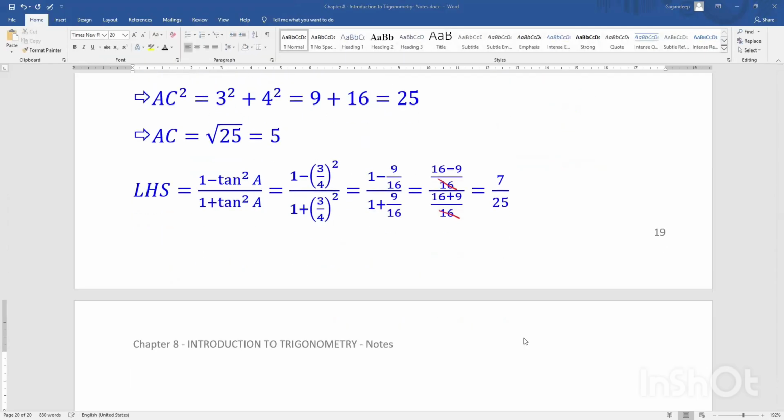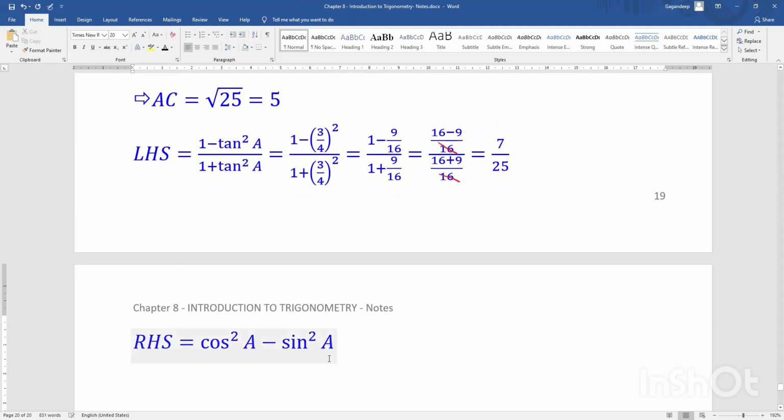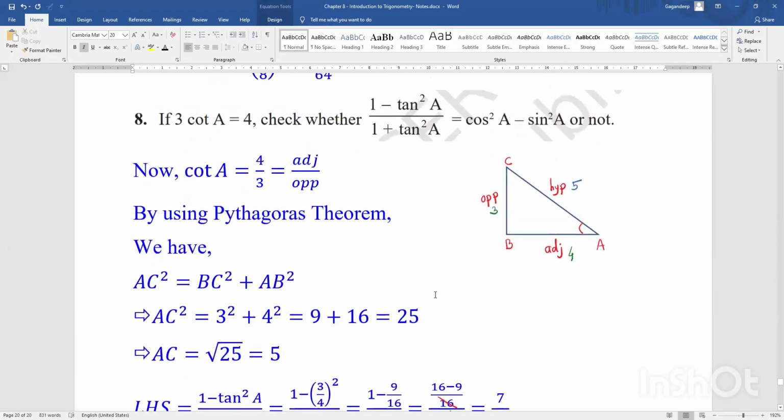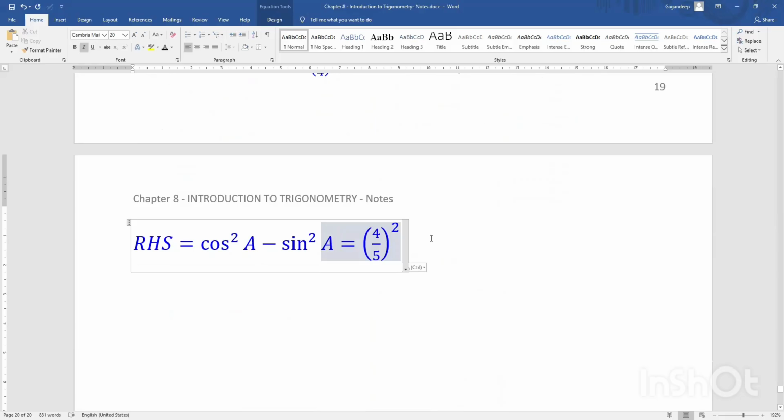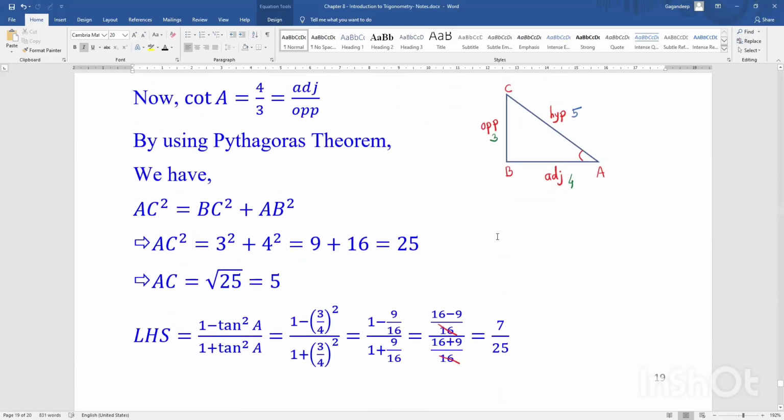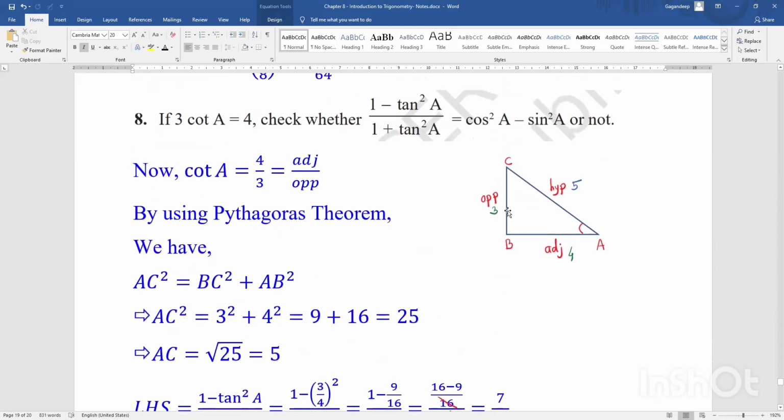Now, next we are to take the RHS part. RHS is cos square A minus sin square A. We take it. And then, what is the cos definition? It is nothing but adjacent by hypotenuse, that is 4 by 5. So I write 4 by 5 whole square minus, and then sin A. Sin A is nothing but opposite by hypotenuse, that is 3 by 5.